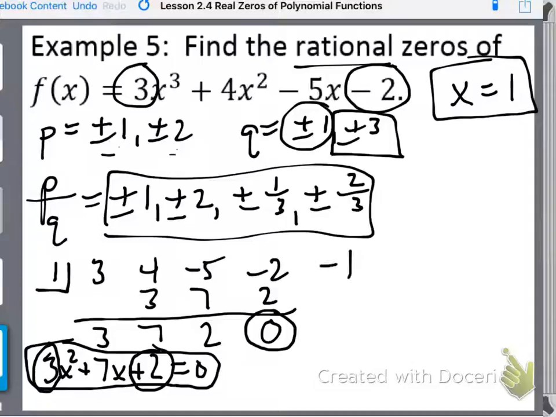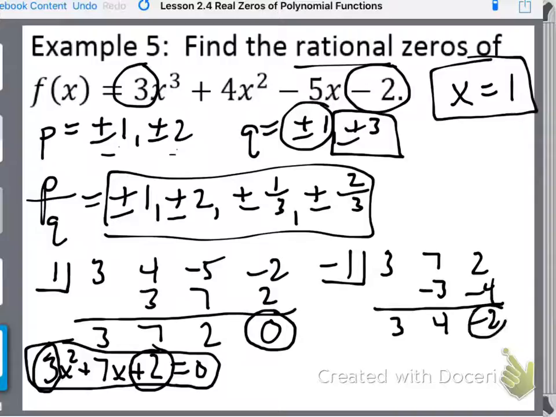I'm going to try -1. So 3, 7, 2. Bring down the 3, minus 3, add them. Okay, that isn't 0. Doesn't work. By the way, you notice all the coefficients are positive. That probably means a negative number is going to wind up working here. So that doesn't work. Sorry guys, I don't have a lot of room here.